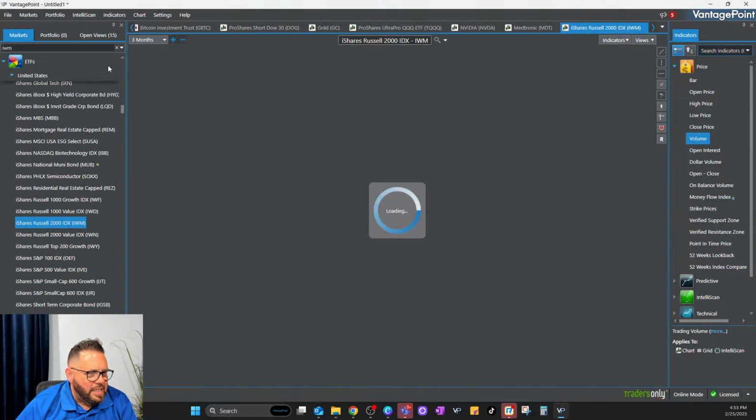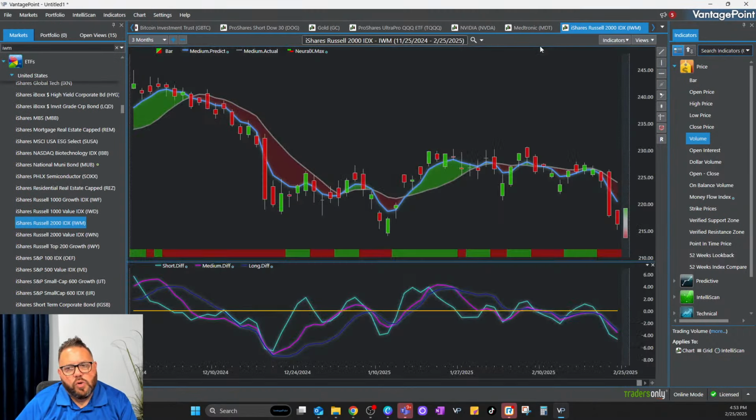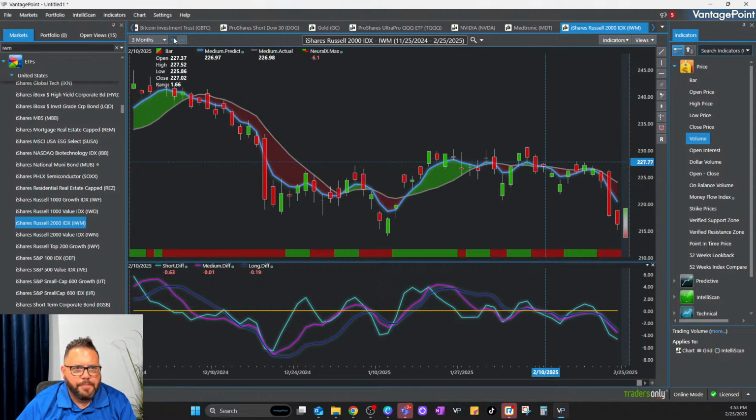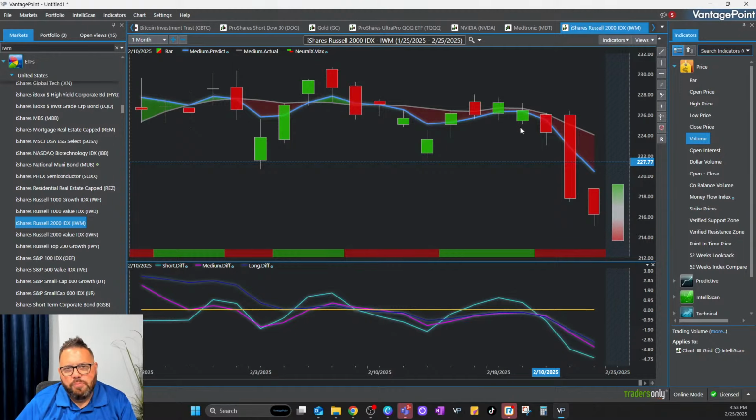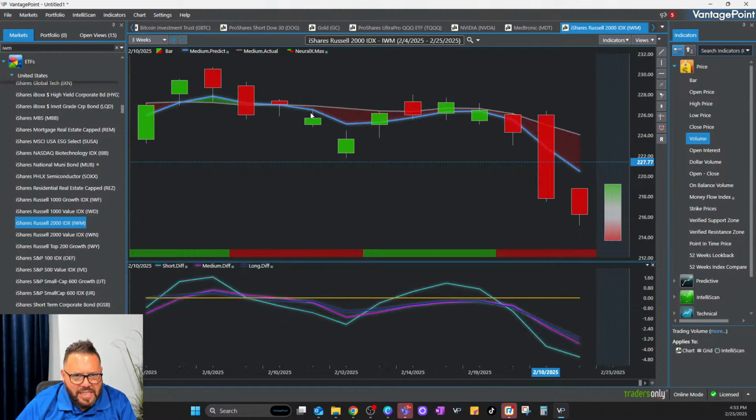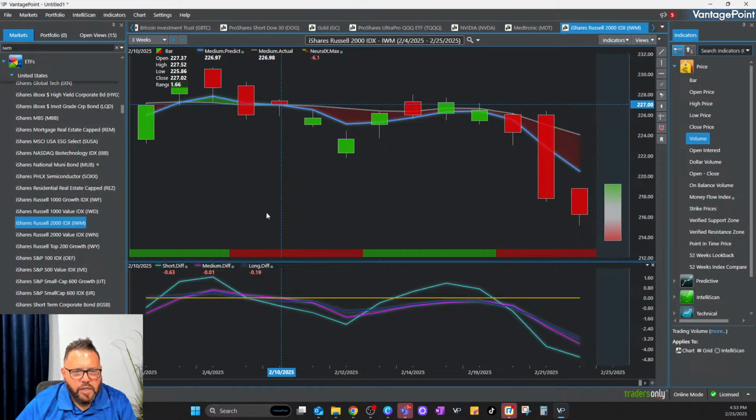Here's a Russell IWM. Looking for a short on the Russell. Well, yeah, VantagePoint indicated major bearishness. Look, let me zoom in again. Major bearishness on the Russell. I think everybody can see the crossover here. The Neural Index red, momentum indicators pointed down. It's wash, rinse, repeat, and it should be like that for whatever tools you're using yourself. Do I have the same setup I'm looking for?